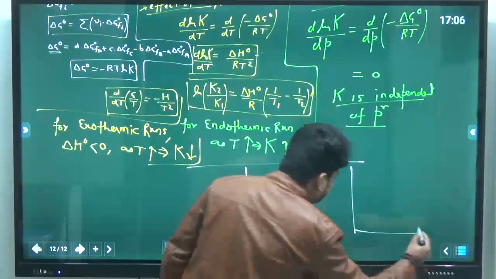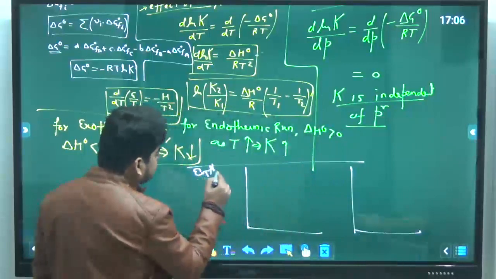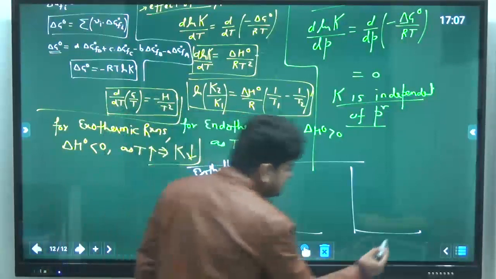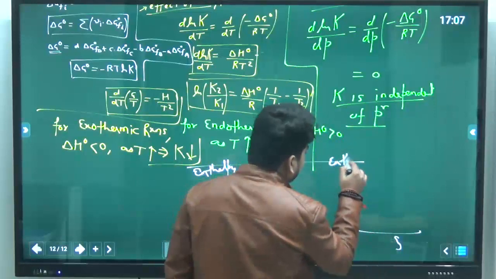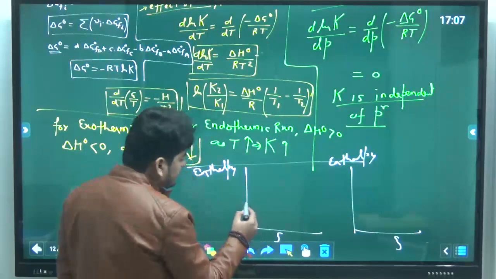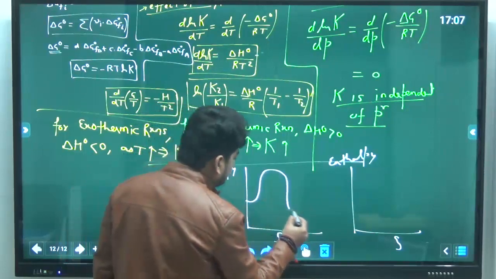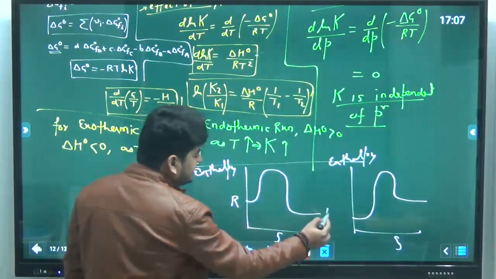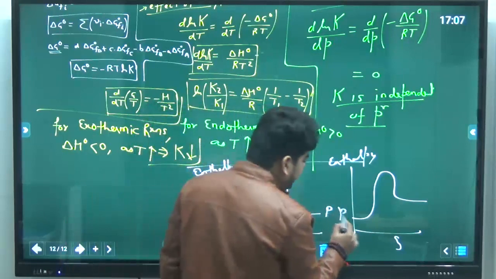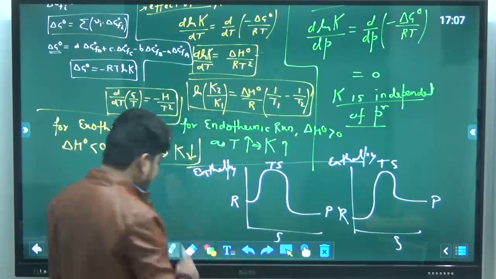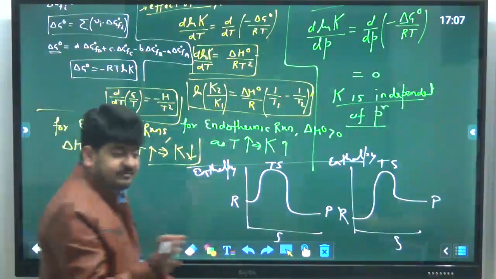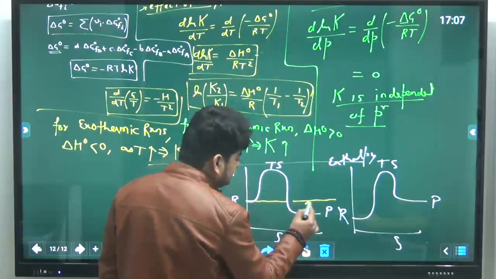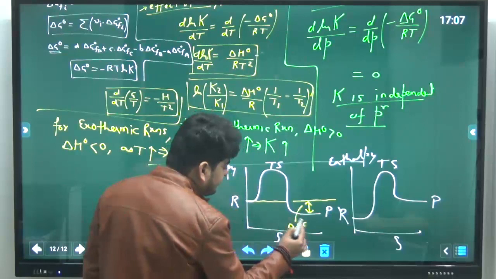If you know the Arrhenius plot, on the y-axis we have enthalpies, on the x-axis we have reaction path, or basically the extent of reaction. Okay, one plot could be like this and one plot could be like this. I hope you know this is reactant side, this is transition state, and this is product state. Okay, so here if you see the enthalpy difference between reactant and product, this is called the standard heat of reaction.